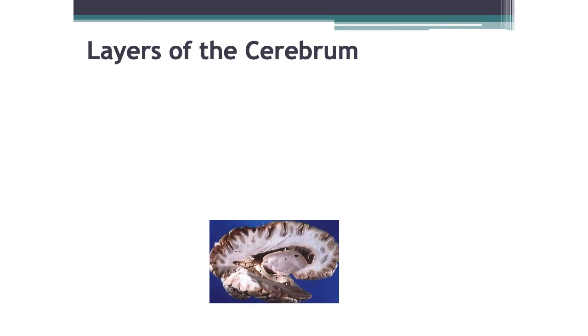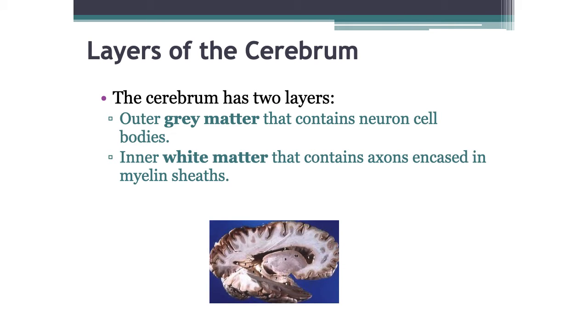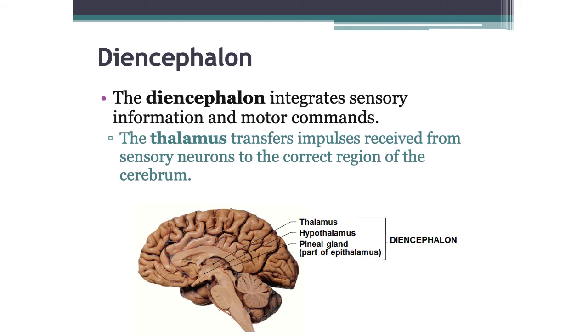So the layers of the cerebrum. The cerebrum has 2 layers: the outer gray matter, which contains the neuron cell bodies, and the white matter contains the axons enclosed in myelin sheaths from the beginning. Remember that? So the neuron cell bodies is the gray matter, that's the outside, and the white matter is the axons. Okay?